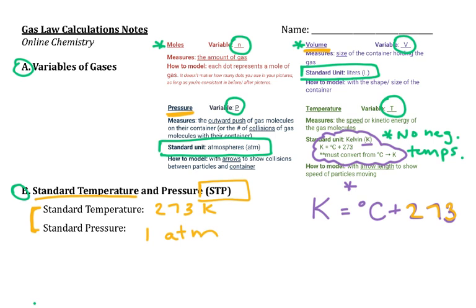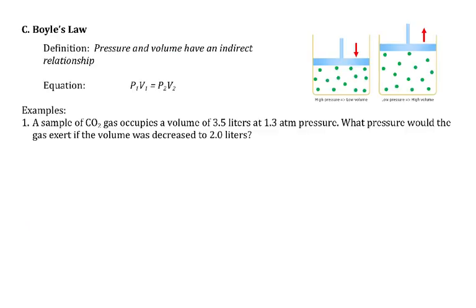So let's start to look at those relationships that we previously just spoke about. Now we're going to do some calculations with those. Our first one is Boyle's law. Boyle's law tells us that pressure and volume have an indirect or inverse relationship. And we talked about how when we have high pressure, that means it's going to be a low volume. And then we talked about how lower pressure will mean a high volume. And so those have an inverse relationship. And we looked at modeling those previously.